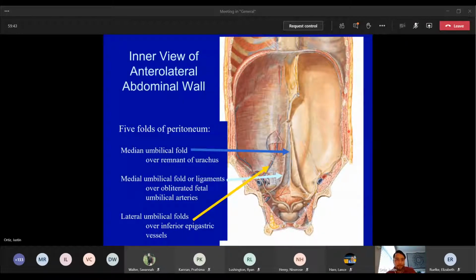Okay. So for the anterolateral abdominal wall, basically this is going to be, if you were to look on the inside of the abdominal wall, so obviously if you section it out and you look on the inside of it, this is what you would see, basically. So you have actually technically 5 folds, right? Because there's 2 on each side. You have 5 folds. So you have the median umbilical fold, the medial umbilical fold, and the lateral umbilical fold.